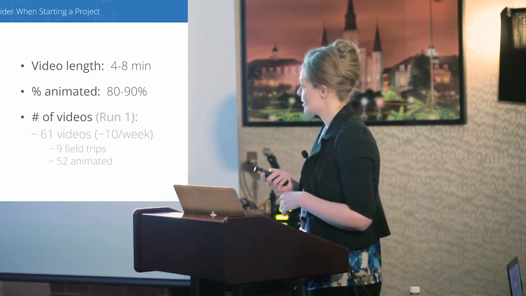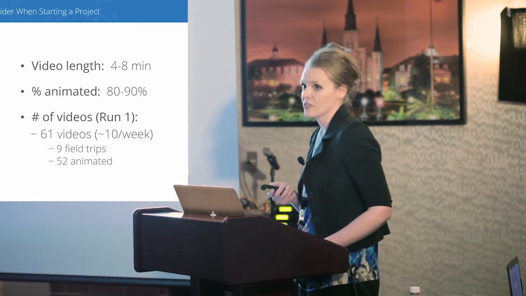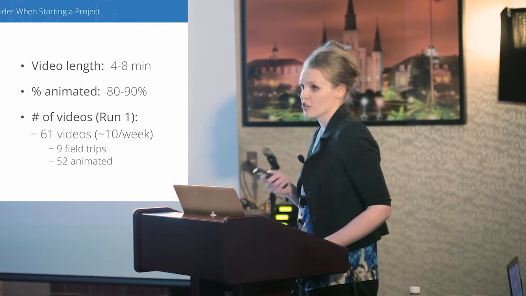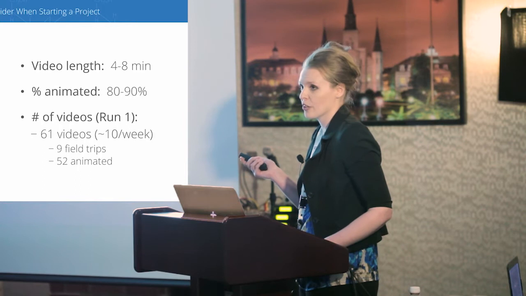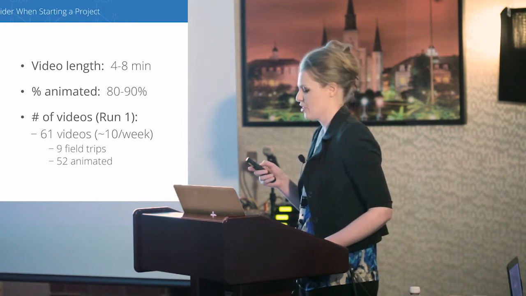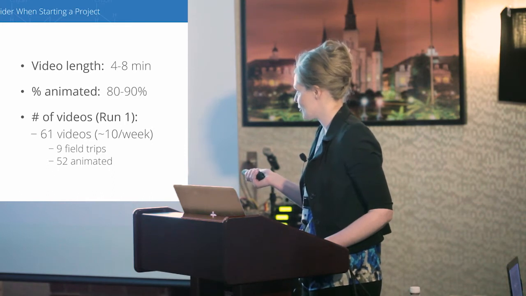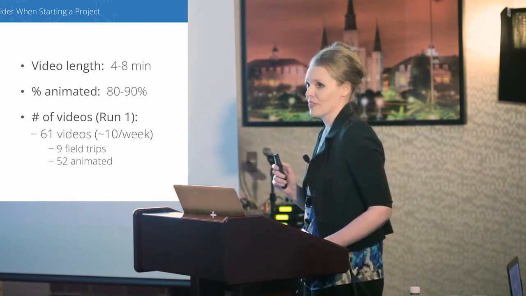So for the first run, there were 61 videos because the course was 6 weeks long, so that was about 10 videos per week. 9 of those videos were field trips, which did not require animation, but 52 of them were shot in front of the white or green screen and did require animations. And to put that all in perspective, if we round that 52 to 50 and video length to 5 minutes, that's about 250 minutes of animated content, so about 4 hours.